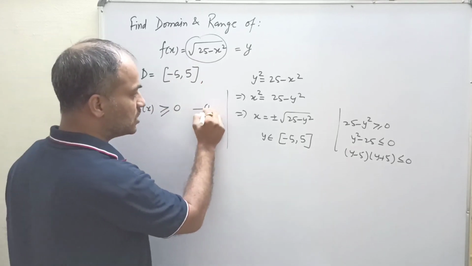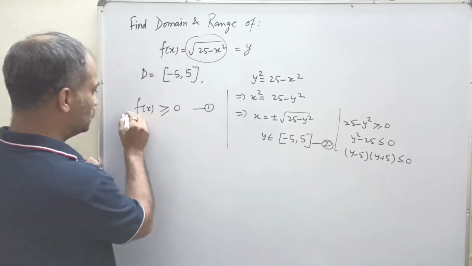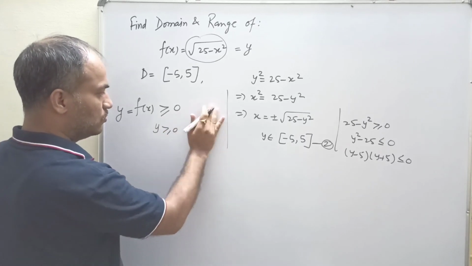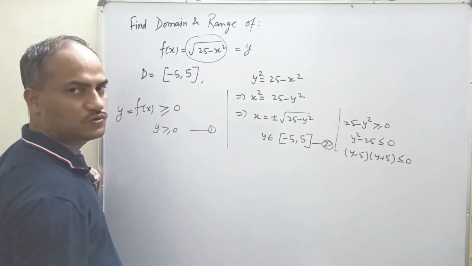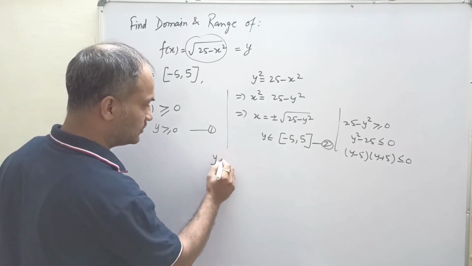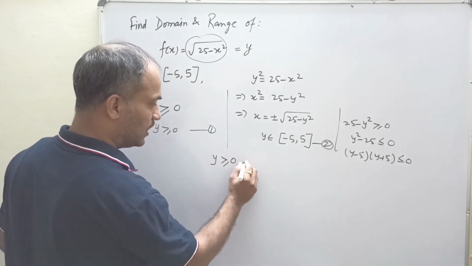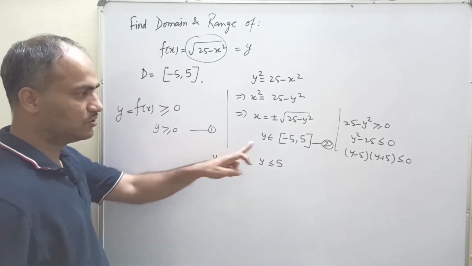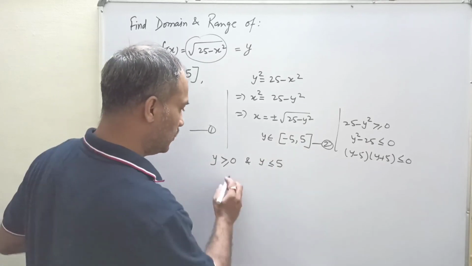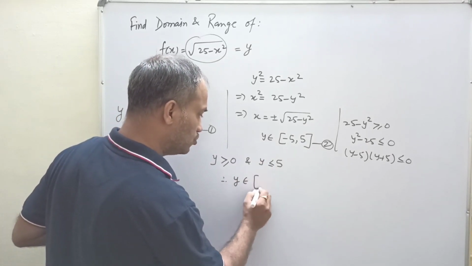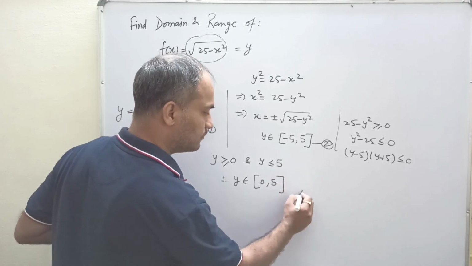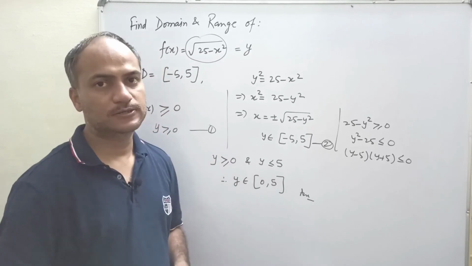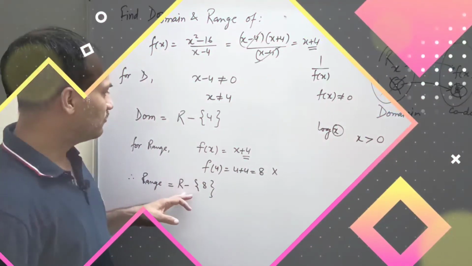So combining this equation and this equation, f(x) means just y. The value of y is greater than or equal to 0. So if we combine equation 1 and 2, we get y is greater than or equal to 0 and y is less than or equal to 5. Maximum value is 5. So y will belong to 0 to 5 closed interval, and this is the range for this question. This is one way to find range. I hope finding range and domain is clear to you.